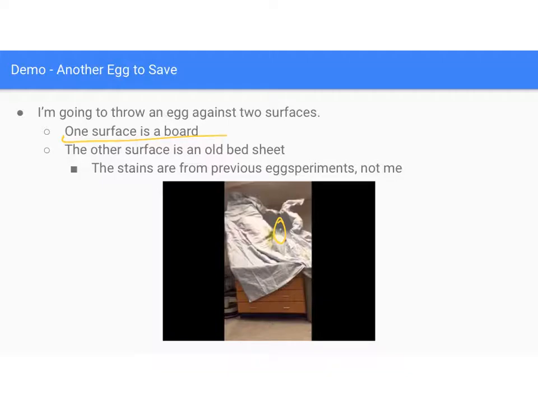And the reason that this bed sheet doesn't actually break the egg is because it increases the time of the interaction and it decreases the force, although the impulse is the same in both conditions. So that's kind of a confusing thing, but we'll talk about it a lot in discussion. The impulse is the same, but we can vary, or we can help modify, the force and the time.